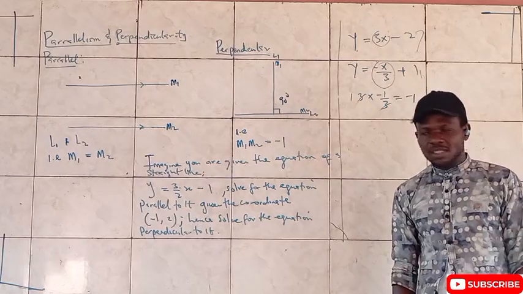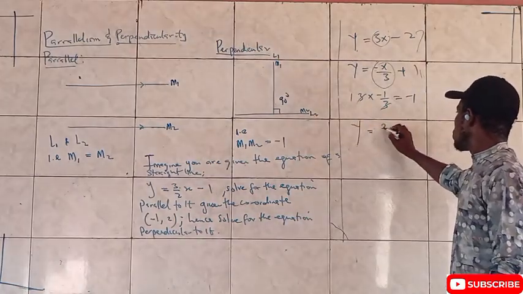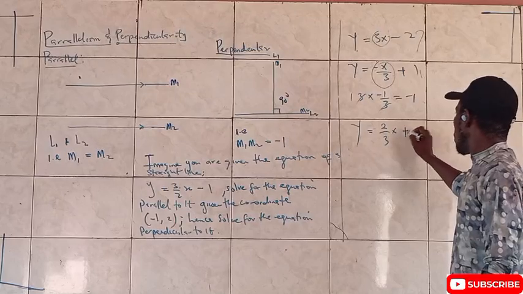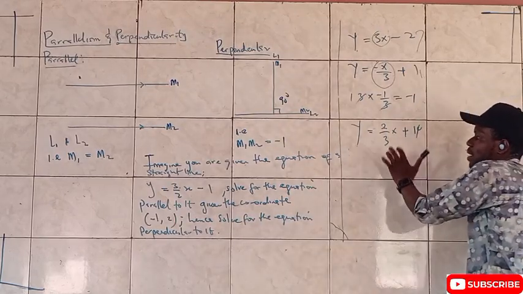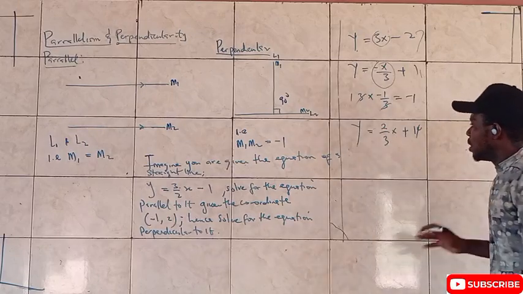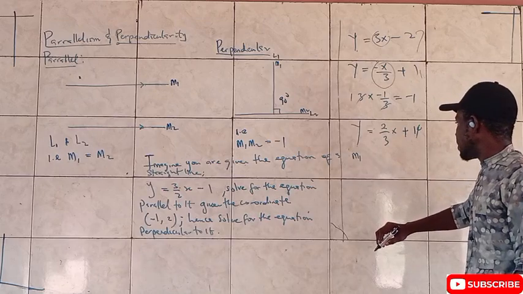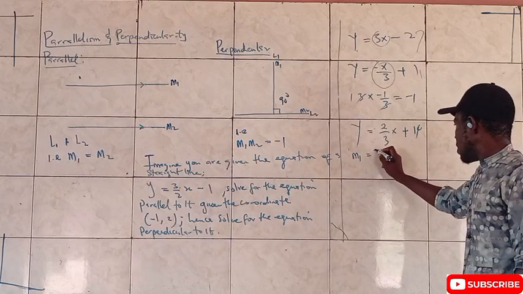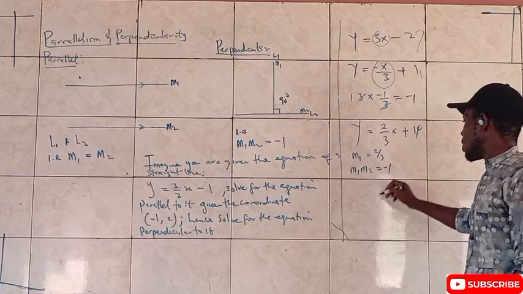Are you getting what I'm saying? Okay, this is what I'm saying. Assuming y equals 2 over 3x plus 14, and I'm asked to solve for the equation of a line that is, let's say, perpendicular to this. You understand? I know that this is my slope m1. You get the gist? My m1 is 2 over 3. And I know that when I multiply my m1 with m2, it must give me minus 1.